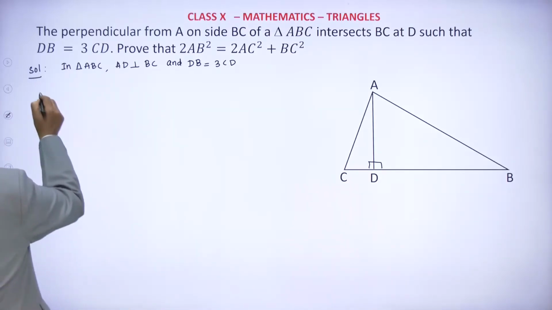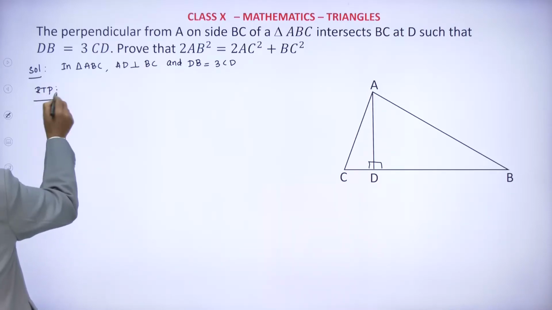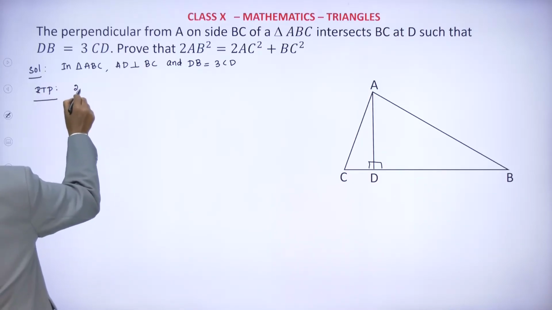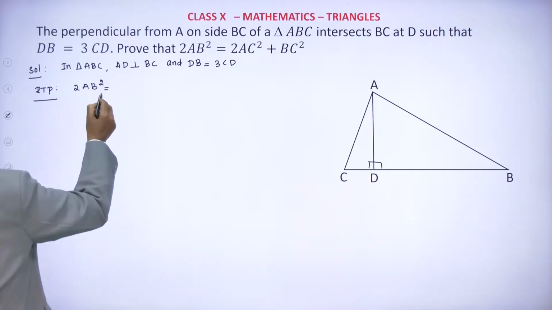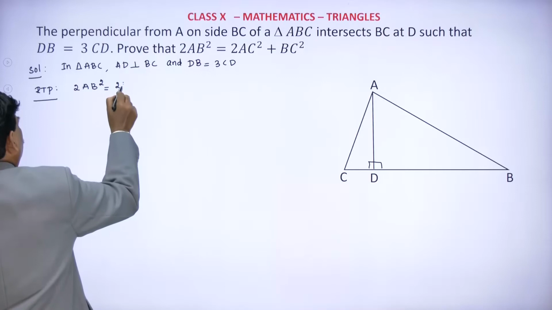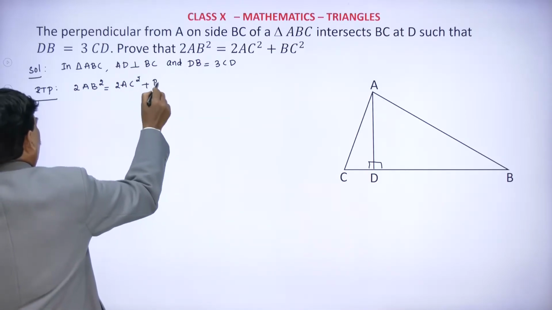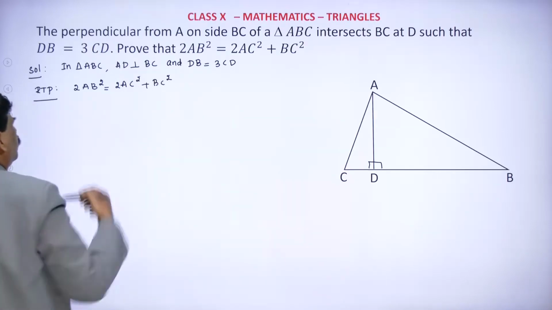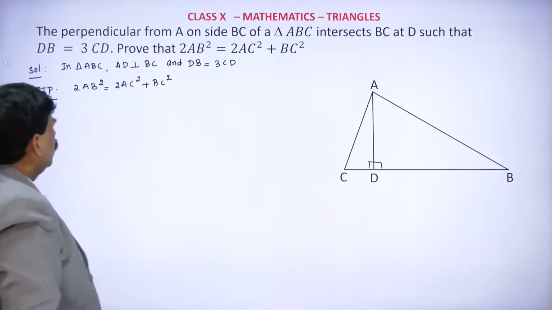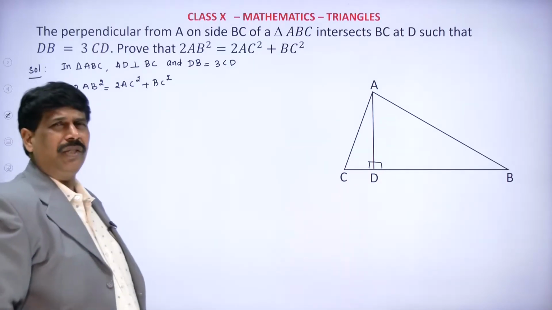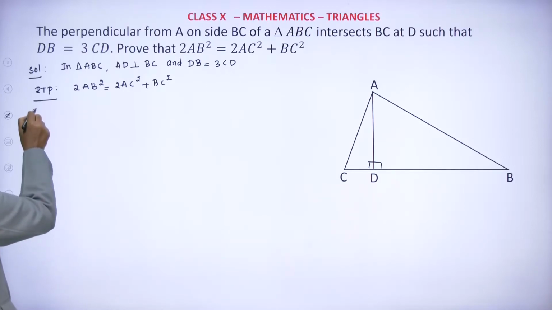So now what you have to prove? You have to prove that 2AB square is equal to 2AC square plus BC square. That is the question. Now let us see the proof of what we are doing here.